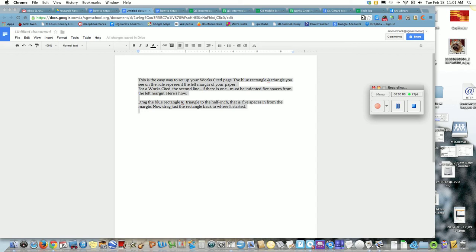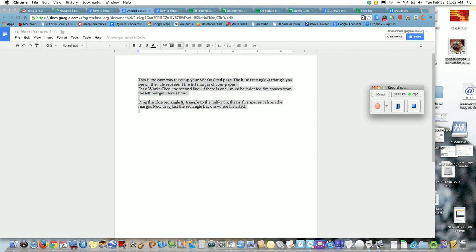Here's how to set a hanging indent for the citations on your Works Cited page. Start by highlighting the citation or citations. Up on the ruler is a blue triangle with a blue rectangle over it.